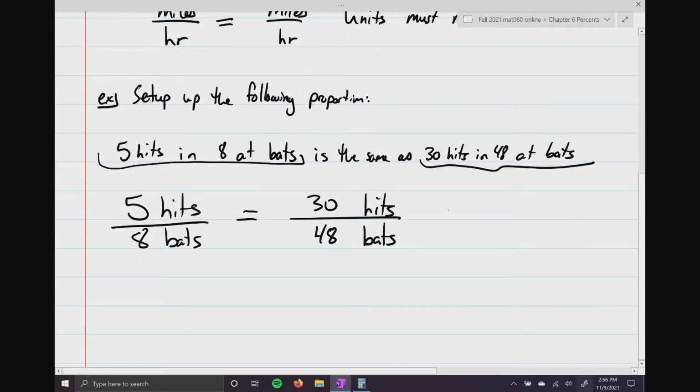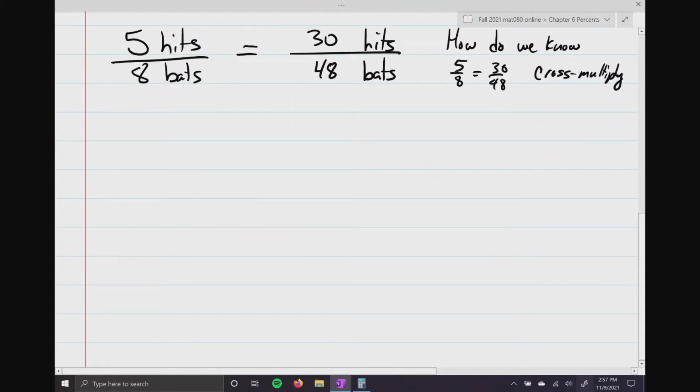How do we know 5 over 8 is equal to 30 over 48? The easiest way to answer this question is cross multiply. Now watch what happens when I cross multiply. I'm going to rewrite the problem right here. I'm going to write 5 over 8 equals 30 over 48. I'm going to take 8 times 30, and I'm going to tell you that it's equal to 5 times 48.